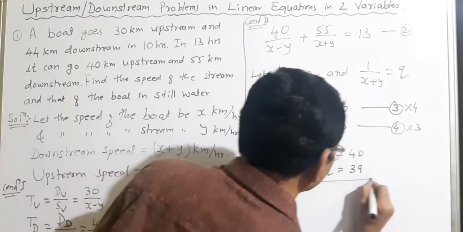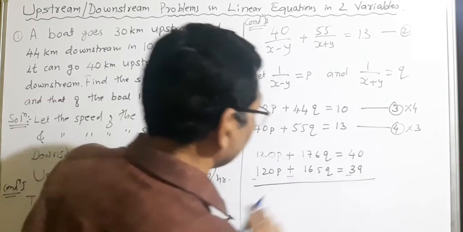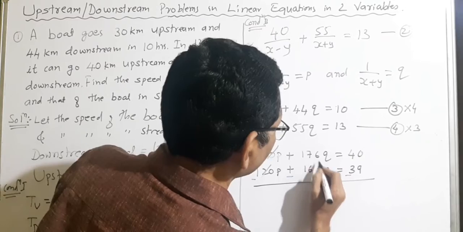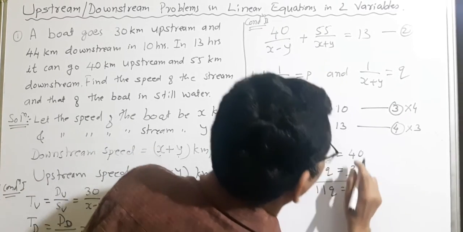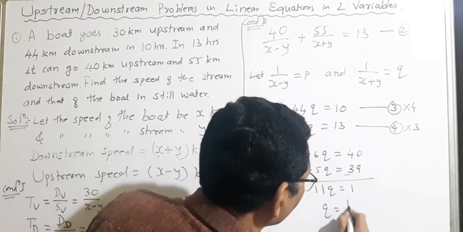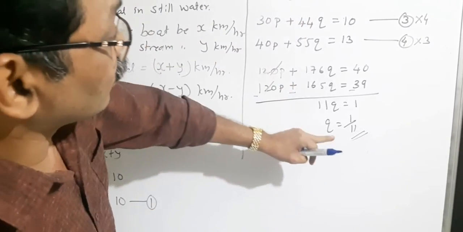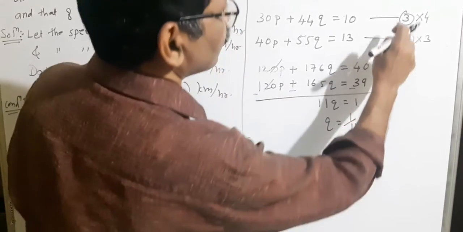Okay, so to cancel it we have to subtract. So p cancels with p. Here 176 minus 165 is 11, so 11q is equal to 40 minus 39, which is 1. And therefore q is equal to 1 upon 11. So we got one value. Now to get another value we have to substitute this q in either 3 or 4.